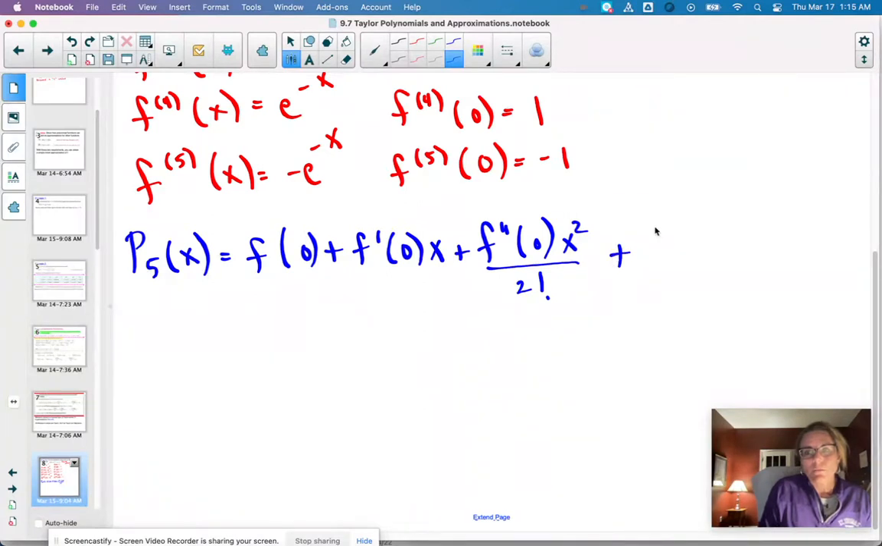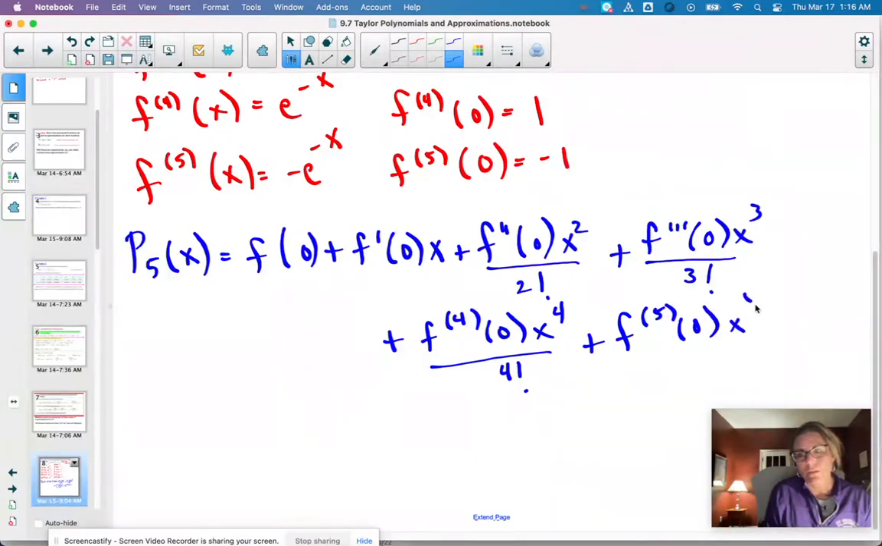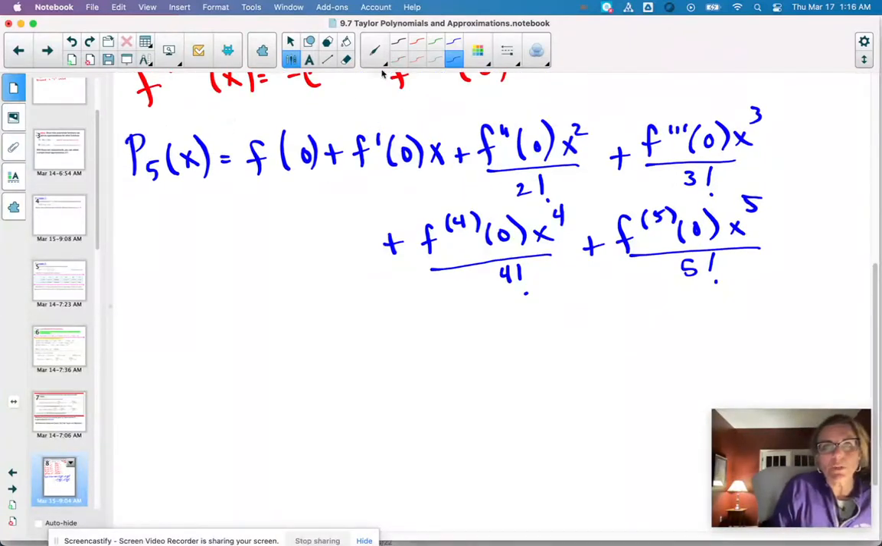All right, plus x to the third over 3 factorial. I'm going to have to go down here because I'm going to run out of room. Plus the fourth derivative, and x to the fifth over 5 factorial. All right. Well, we have all of that information above, so let's put it all together.